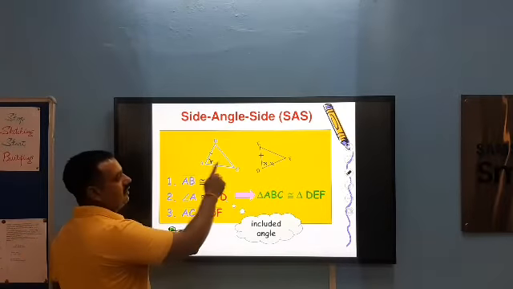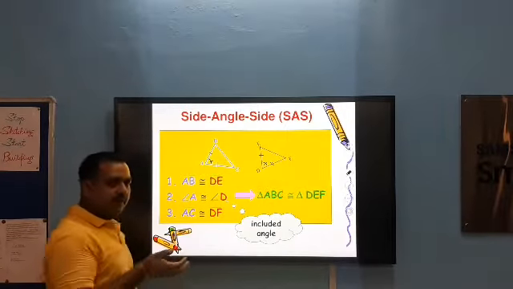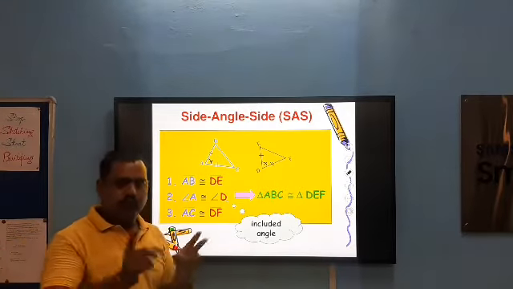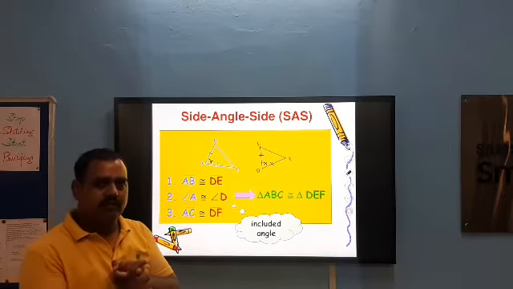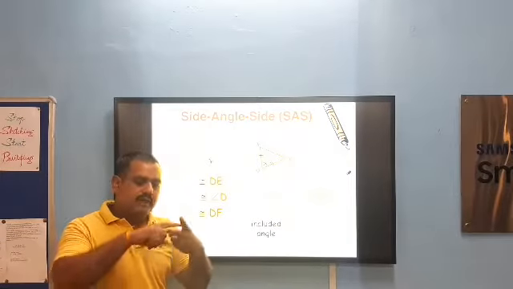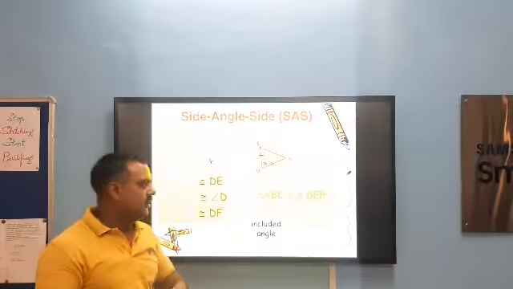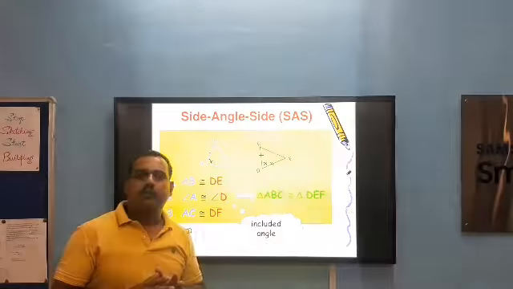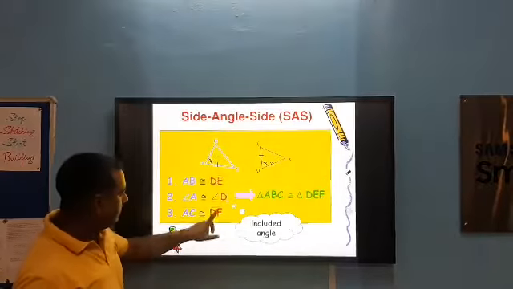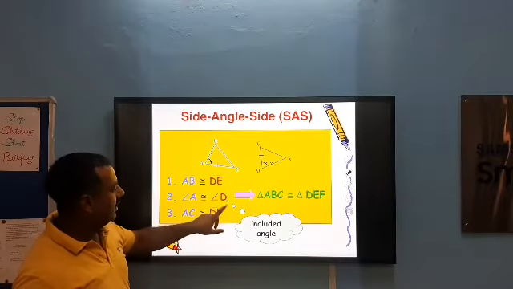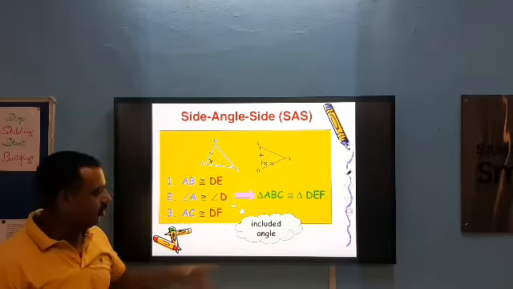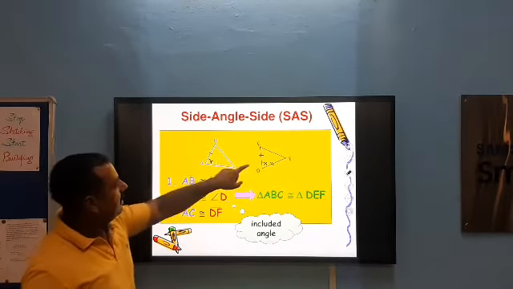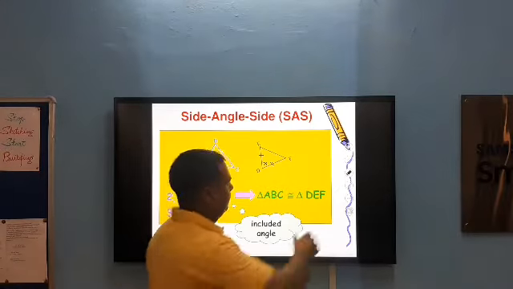So angle A is equal to angle D. If we have this type of combination, that we know 2 equal sides of 2 triangles, corresponding 2 sides are equal, and the angle which lies between 2 equal sides is also equal, then we can say these 2 triangles are congruent to each other. Here angle A is equal to angle D, which is included angle. Included angle means angle which is between the 2 equal sides.